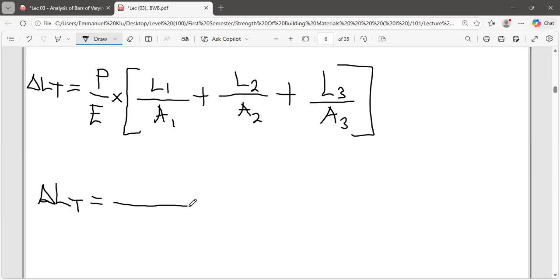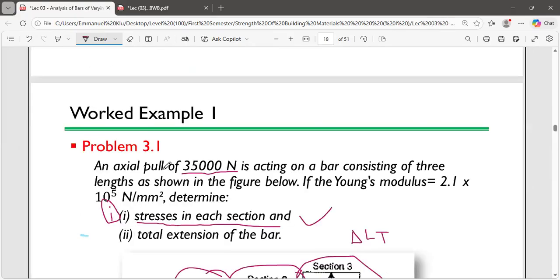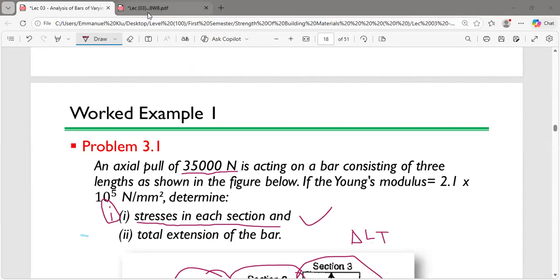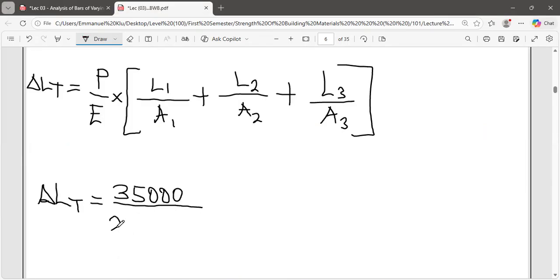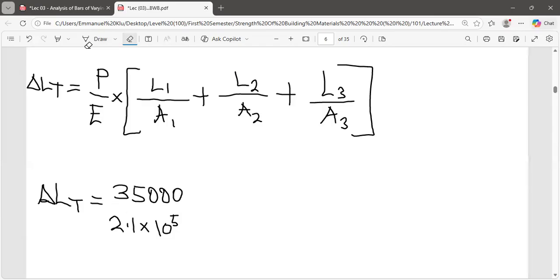Our total change in length can now be what? We know P here to be 35,000. So let's put it down, 35,000, all over the elasticity. And the elasticity was 2.1 times 10 exponent 5. Then we can now bring our multiplication sign over here.